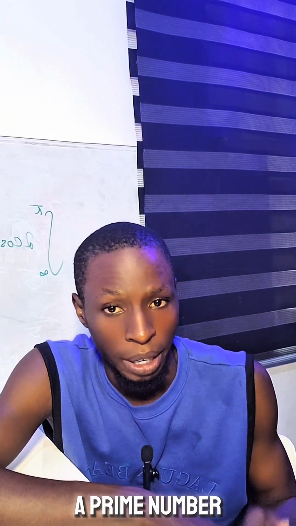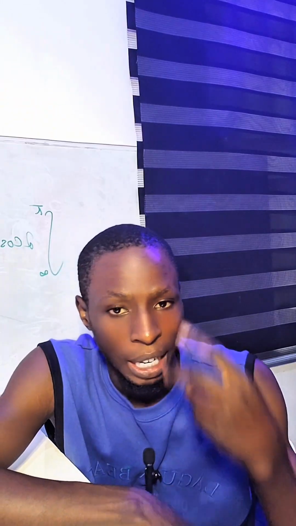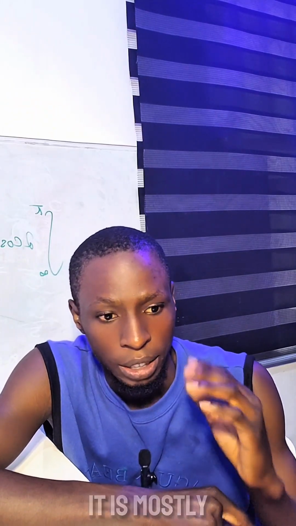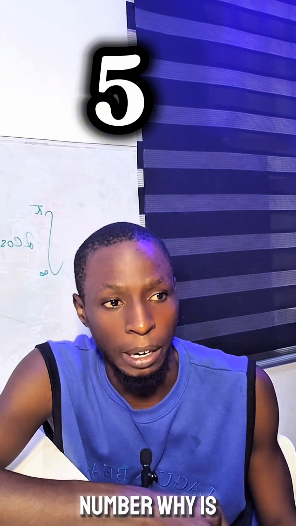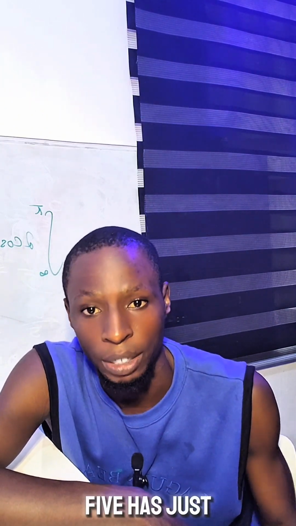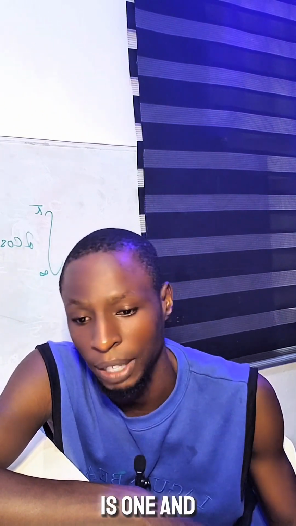Now, what is a prime number? A prime number is a number that has two factors. It is mostly one and itself. For example, 5 is a prime number. Why is it a prime number? 5 has just two factors, which is 1 and 5.